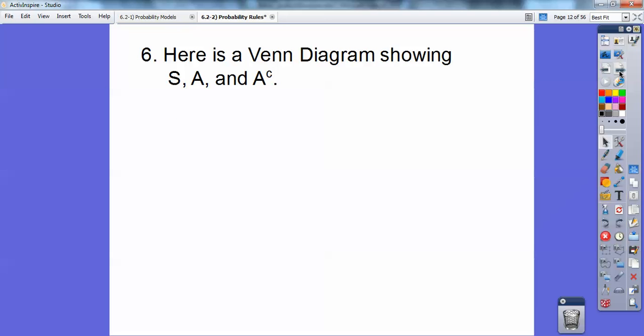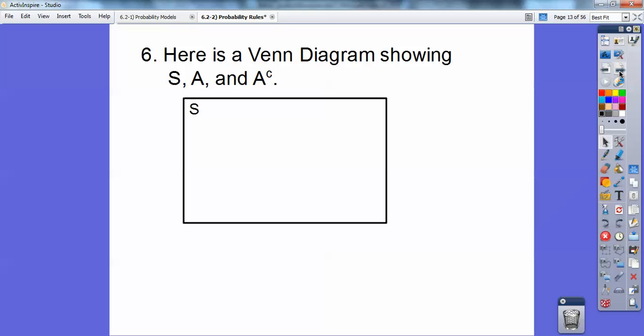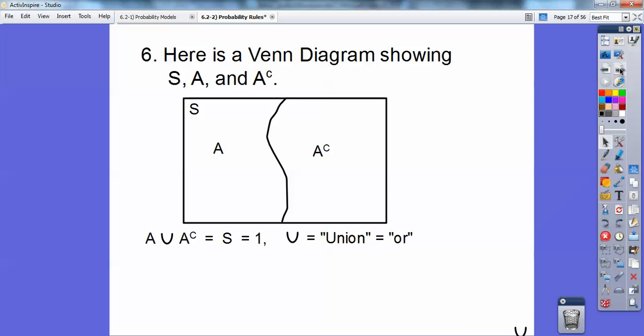All right. Here's a Venn diagram showing the sample space and A and its complement. Okay. So here's my sample space right here, and then the division for my A and my complement. Notice A and its complement take up the whole sample space right there. Okay, and then this says union right here. So A union its complement is the whole sample space right there, and union typically means or.